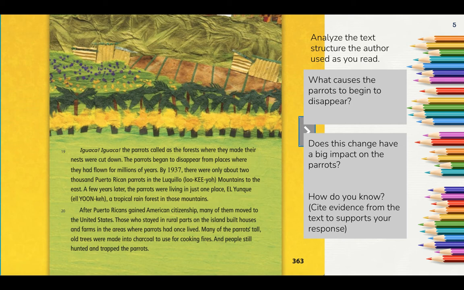What causes the parrots to begin to disappear? Well, in the passage, it states that people cut down forests where the parrots make their nests. This would cause the parrots to disappear as they no longer have their places to nest. Does this change have a big impact on the parrots? Of course, there is a big impact on the parrots. It's very big because the parrots go from thousands of birds living in a few different areas to one group of birds living in just one area, the El Yunque rainforest, which is stated in the passage.